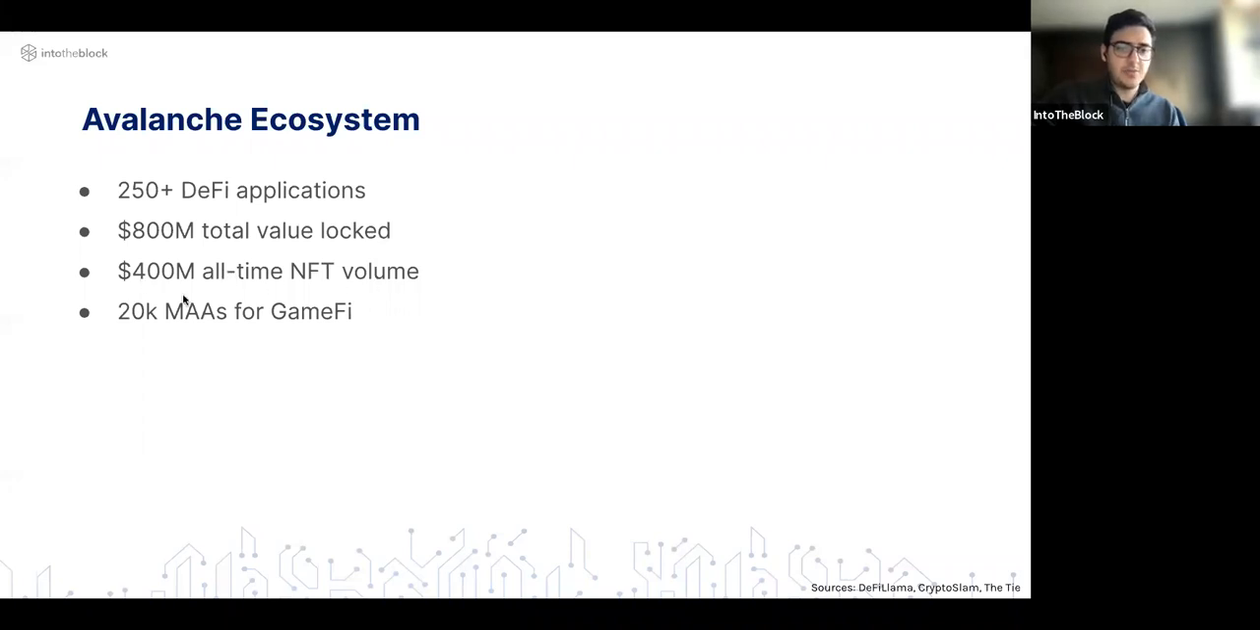All-time NFT volume is about 400 million, and there are currently 20,000 monthly active addresses using the GameFi applications, amongst them DeFi Kingdoms, the one with the largest users.